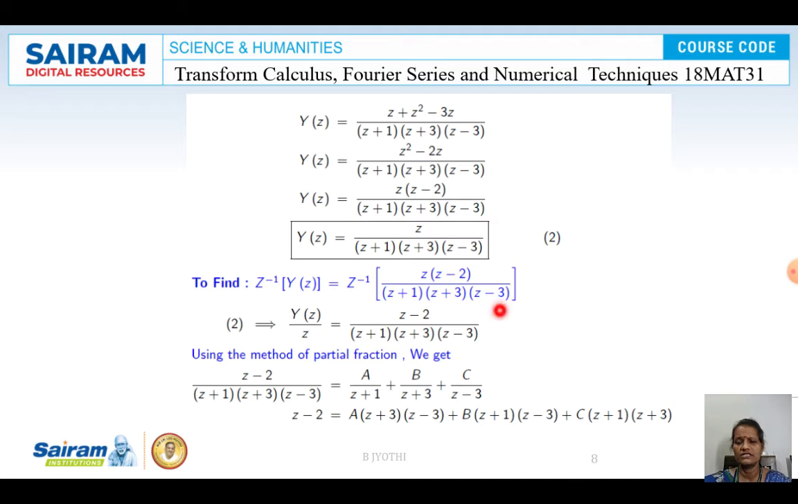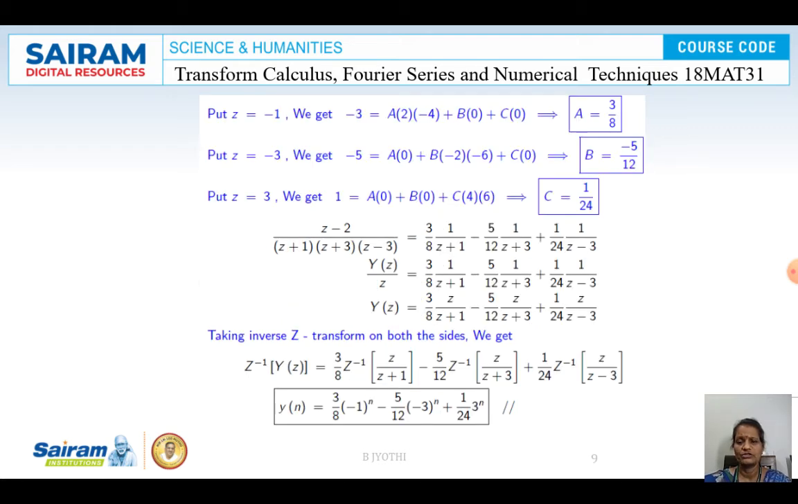Now let us take the z inverse on both the sides. Then we are getting z inverse of y(z) equals z inverse of z(z-2)/((z+1)(z+3)(z-3)). And let us divide by z on both the sides. Then we are getting y(z)/z = (z-2)/((z+1)(z+3)(z-3)). And let us resolve them into partial fractions, that is a/(z+1) + b/(z+3) + c/(z-3). Then if you take the LCM, z - 2 is given by a(z+3)(z-3) + b(z+1)(z-3) + c(z+1)(z+3).